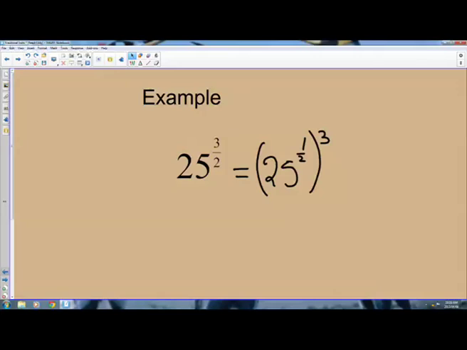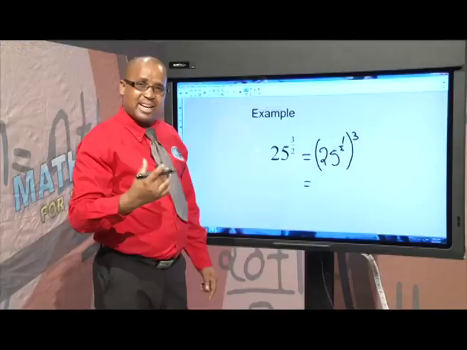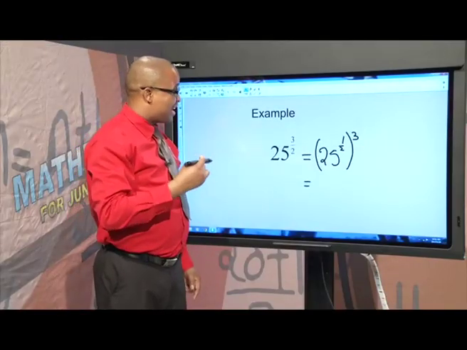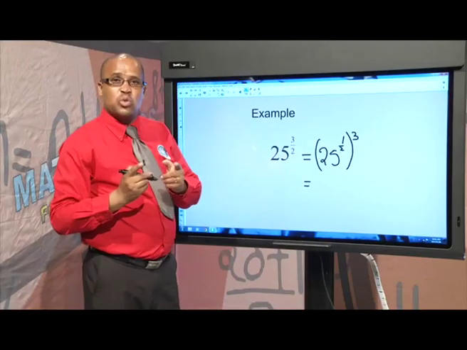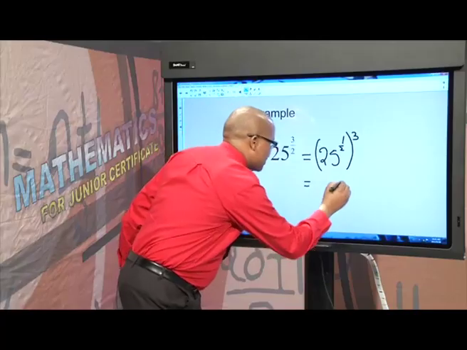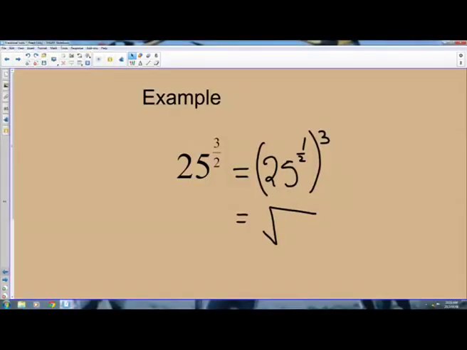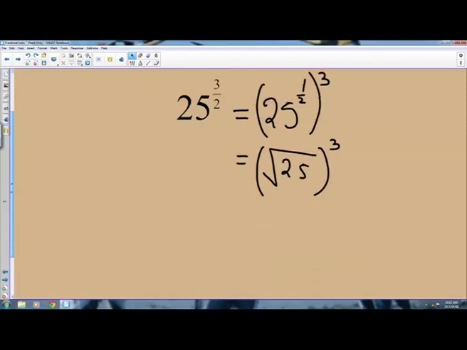Remember, we can break this fraction here, 3 over 2, as 1 over 2 times 3. And then, this is what we have done here. It simply says 25 to the power 1 over 2, all raised to the power 3. This will be the square root of 25. This is simply saying find a number such that when you multiply that number by itself, you'll get 25. And then after getting that number, what do you do? You cube it. So this can just be written as the square root of 25, all raised to the power 3.